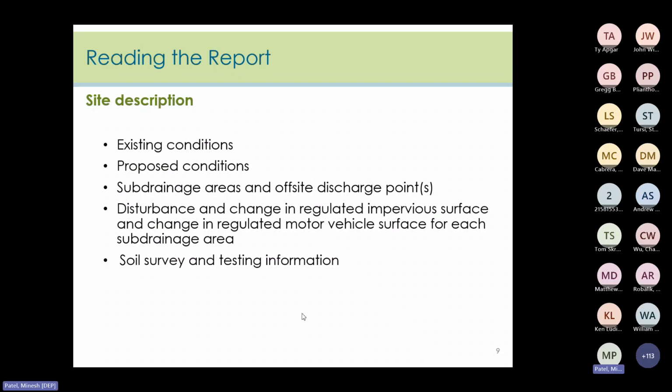So, like I just said, it is important that the reviewer checks that the site description matches up with the plans. The drainage and discharge points all need to be checked along with any change in pervious or impervious coverage that includes regulated impervious surface and regulated motor vehicle surface for each subdrainage area. And then also soil information for the site should be included and be accurate.